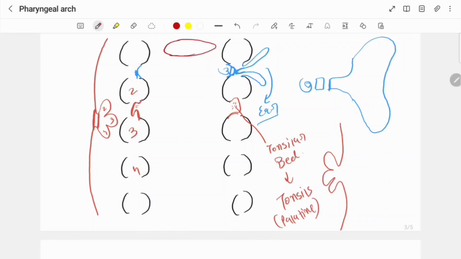Right? So, see one thing here. This is your oral cavity, right? Stomodeum. So, the oral cavity is present in the central portion. After development also it is present in your midline. So, whatever structures are formed from pharyngeal arches are present in the periphery of the oral cavity, right? So, here we have the palatine tonsil formed from the second pharyngeal pouch.